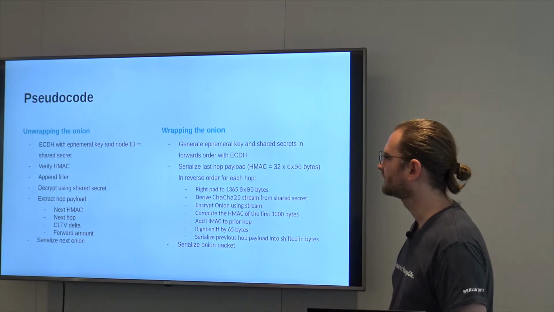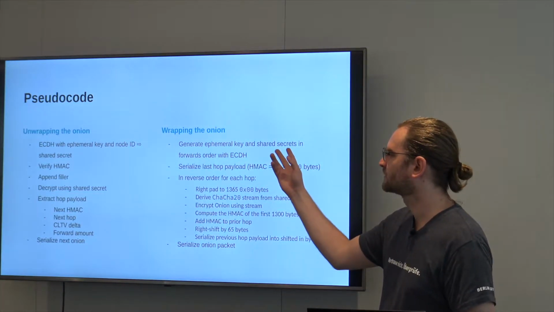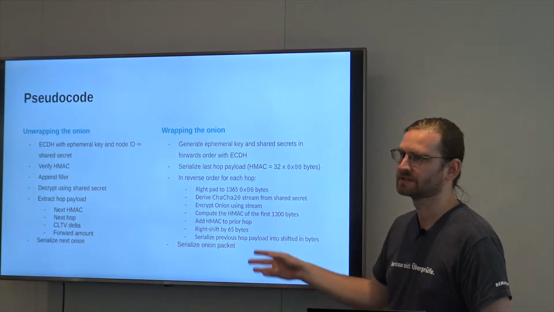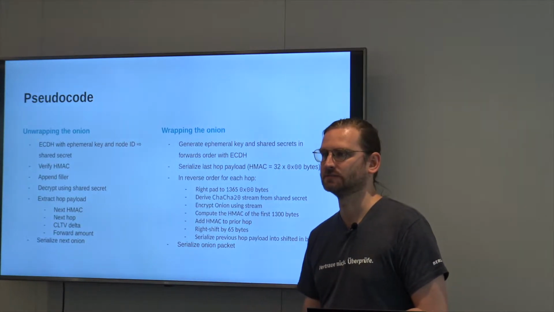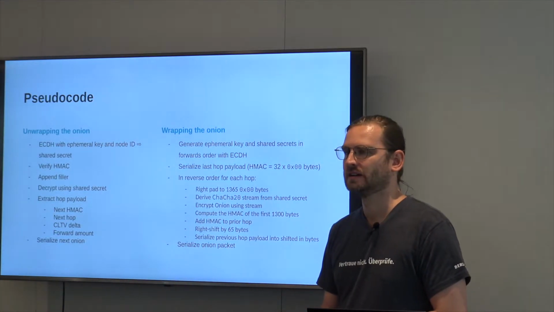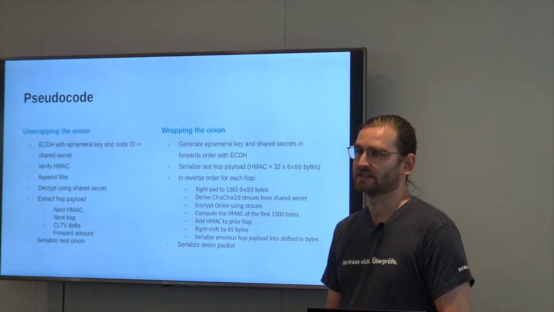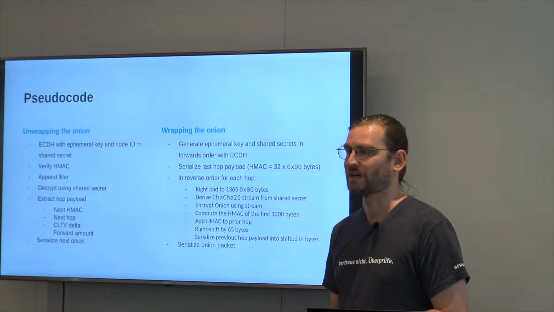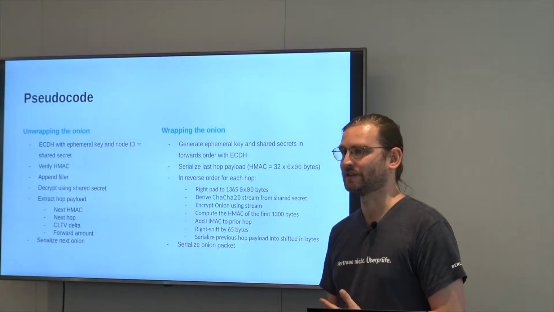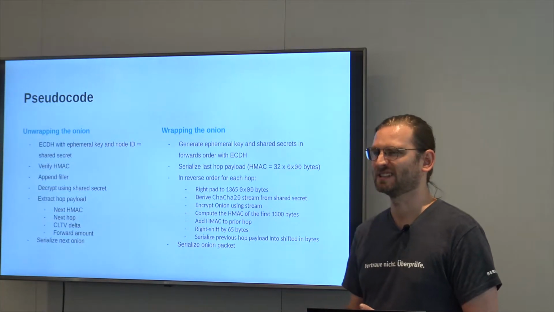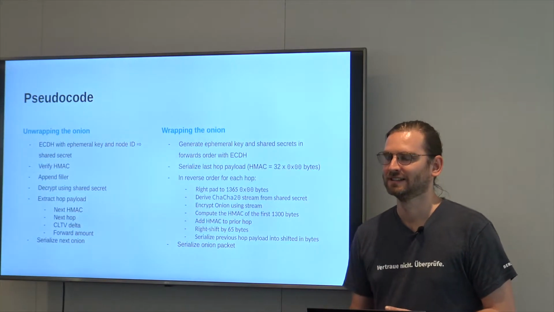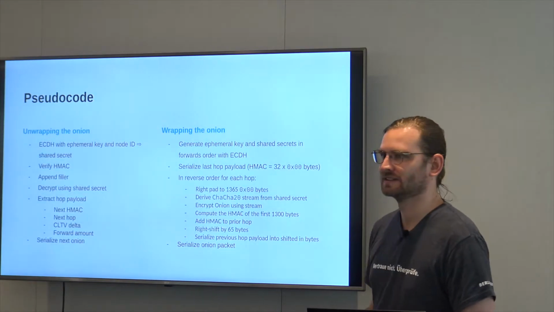So the whole complexity here is that we generate shared secrets forwards and wrap the onion backwards. That's basically it. This is all done by the sender, yes. This is also why I'm saying that actually computing a route and then creating an onion packet is quite expensive. Also, implementing this is hell.